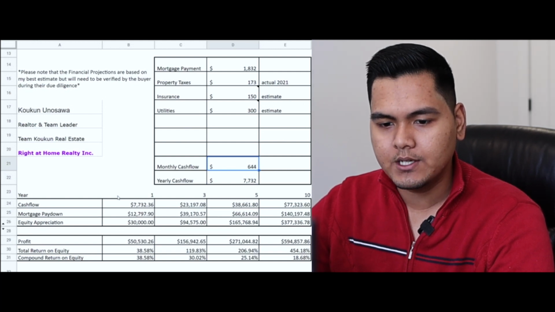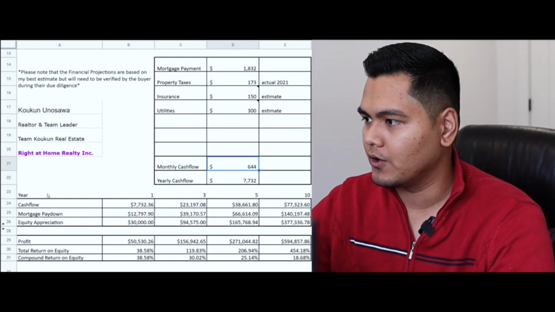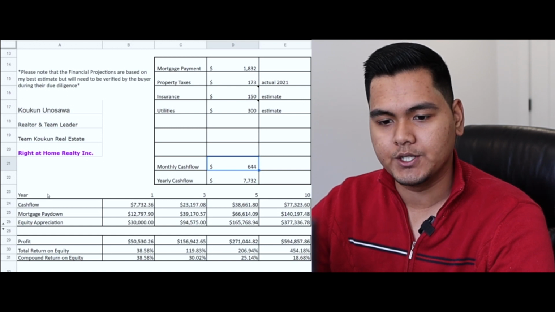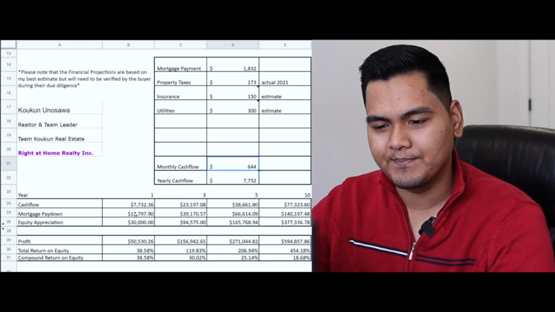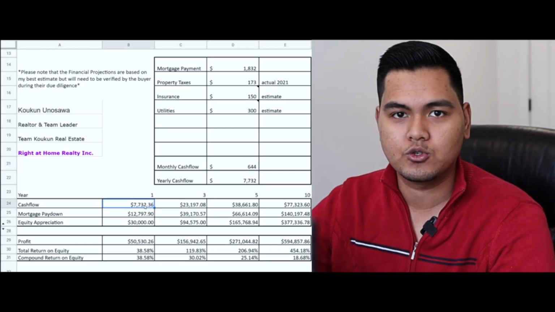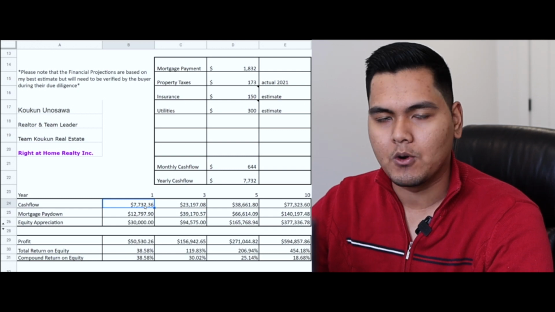So you can see here, this is a projection of what we estimate the property to do over the next 1, 3, 5, and 10 years. The cash flow is this amount. Again, this may or may not be the true cash flow, just because if part of it needs to get used for a furnace replacement or roof replacement or some capital expenditure on the property, this cash flow may be used up for those items. But here's just a rough idea of what it would be if there were no additional expenses.